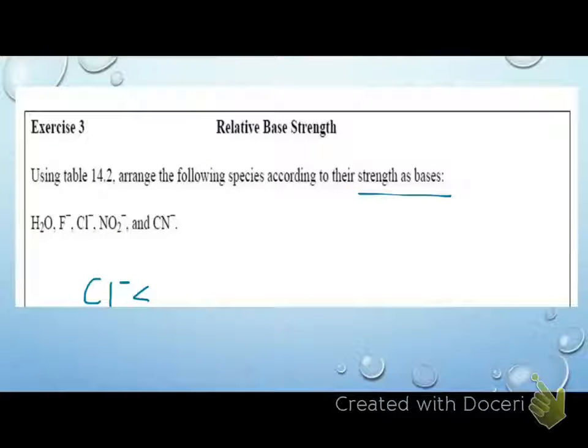But you use your Ka values or your Kb values. In this case, you're going to use your Ka values because you want to see if it came from a weak acid or a strong acid. Oh, we use the table? Yeah, table 14.2.